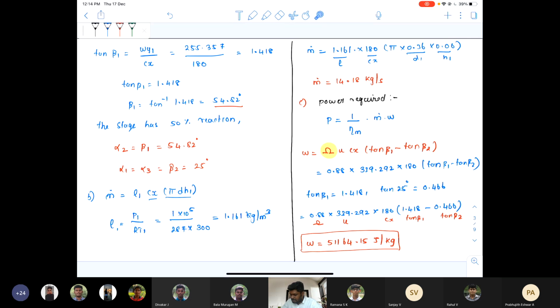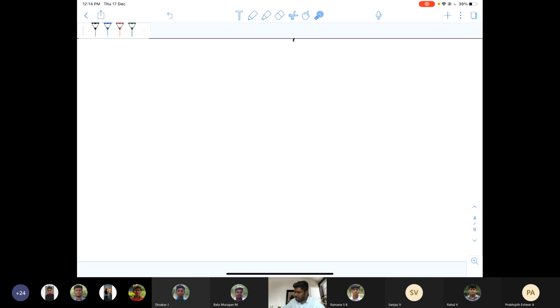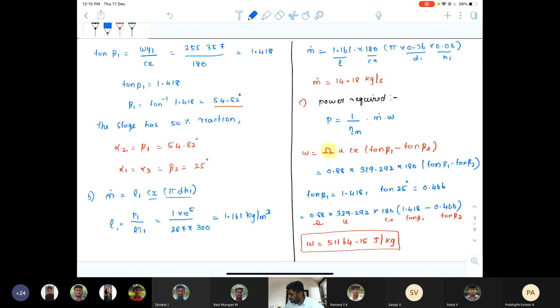Now we can substitute the value of W in this equation, and you can attain the value of power required. That is, power required P is equal to 1 divided by eta m, which is the mechanical efficiency, into the mass flow rate into the work done. Therefore, P is equal to 1 by eta m, mass flow rate into W. We have calculated mass flow rate as 14.18.